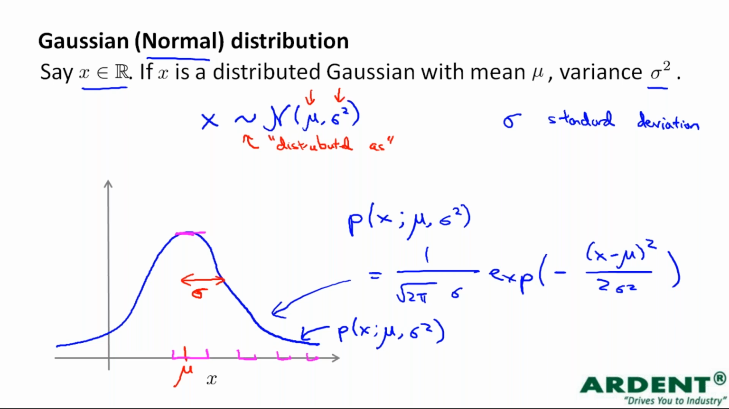What is Gaussian normal distribution? As you can see on the screen, X belongs to R. If X is distributed Gaussian with mean mu and variance sigma squared, something like this. Now, first of all, I would like to explain a few things to you. Normal distribution is also known as Gaussian distribution, and this is basically a probabilistic distribution.